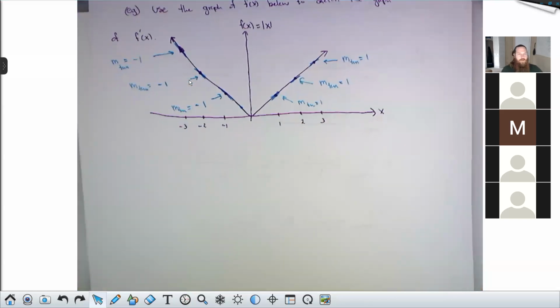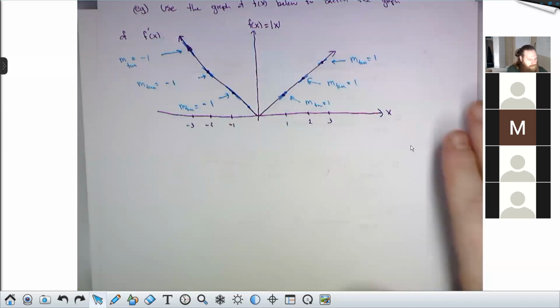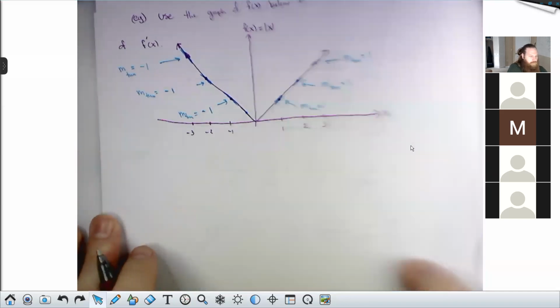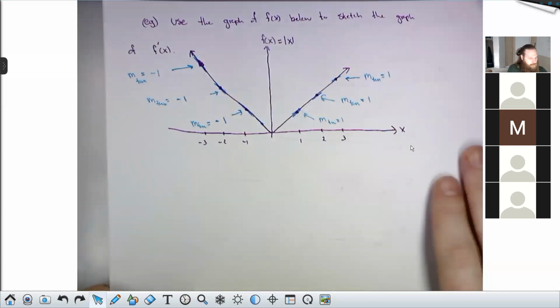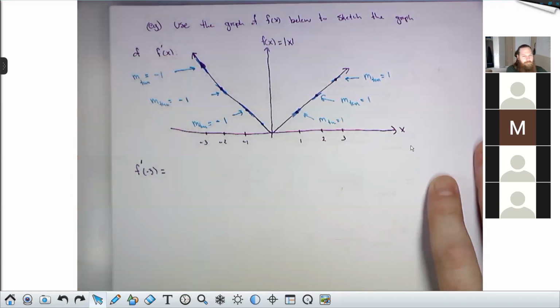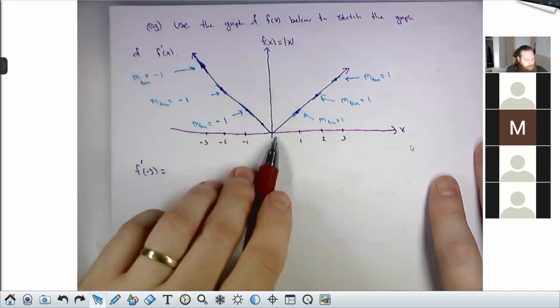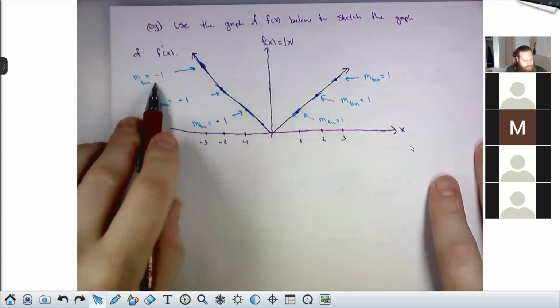So the slope of the tangent line to this function, everywhere left of 0 is -1, and everywhere to the right of 0 is +1. What happens if we form a graph like that? So let me write out these values again, just like we did before. F primed of -3, what do we think that is? -1. Good, right? F primed of -3 should be the slope of the tangent line to the original function at x equals -3. That's -1.